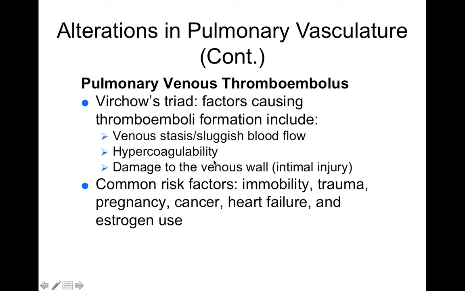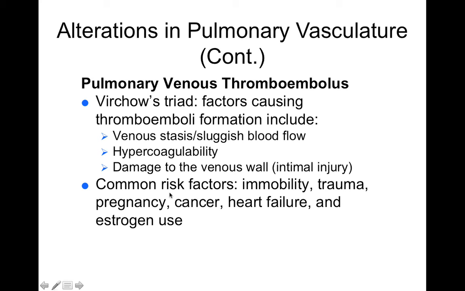Hypercoagulability, you guys, which can come from things like vitamin K excess, or we talked about different clotting factor disorders earlier, or even damage to the venous wall. So if you get maybe a bruise on the extremity and that damages the wall of a vein, we call this intimal injury. That can lead to the formation of a blood clot, which might turn into an embolus, which can actually lead to blockage of a vessel in the lung.